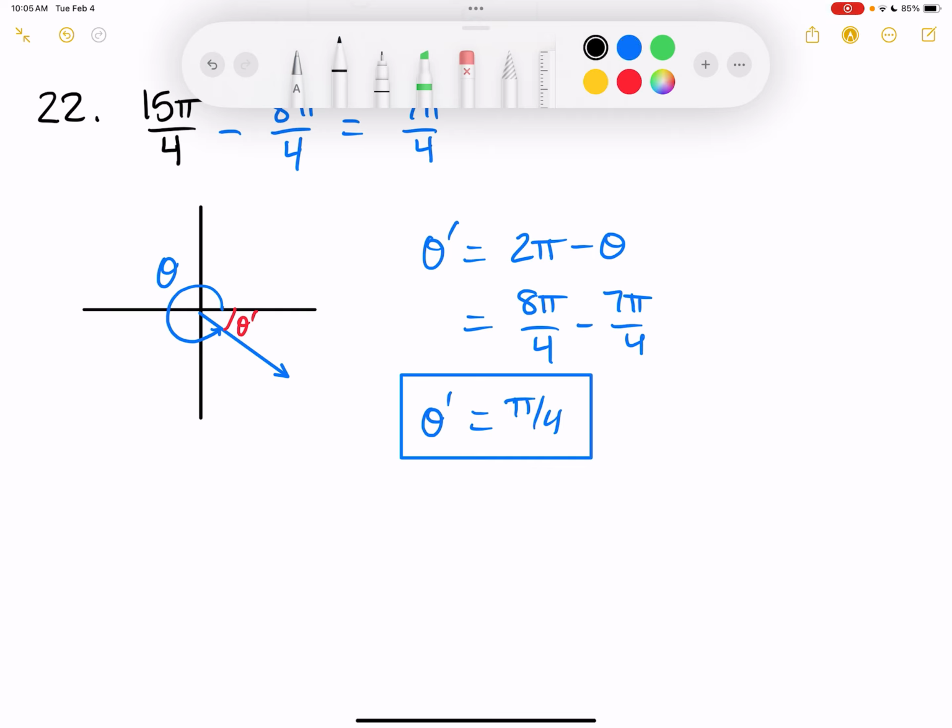Why can't I be using a calculator sometimes? Really wouldn't have helped you, but yeah, calculator.